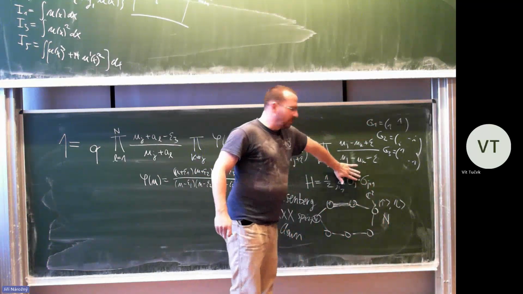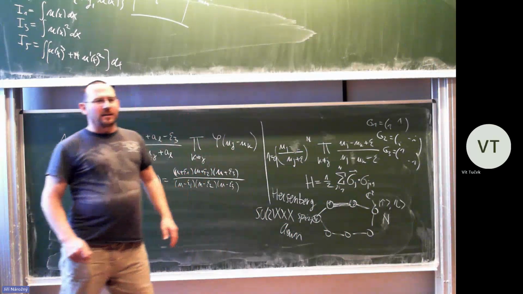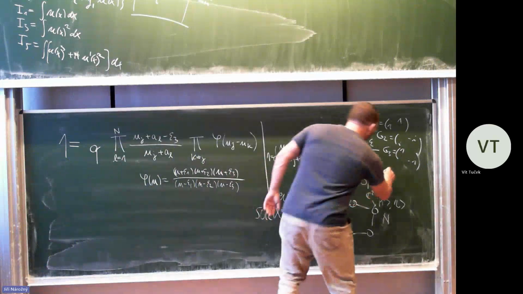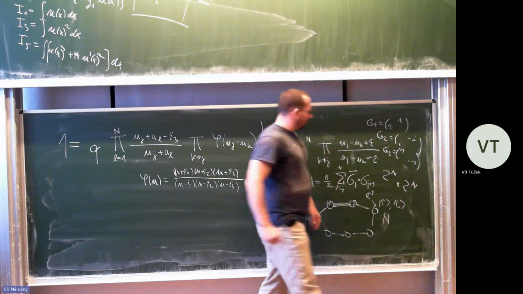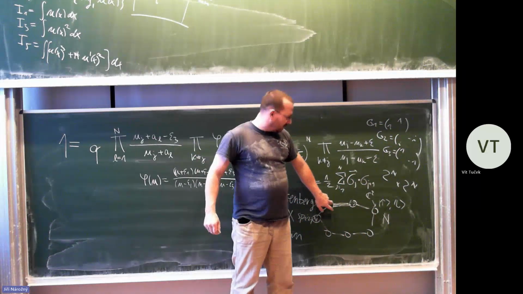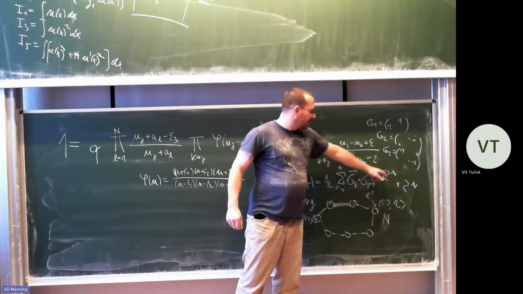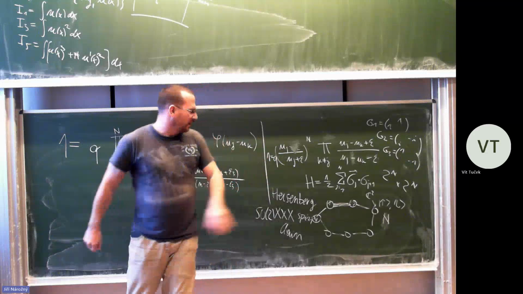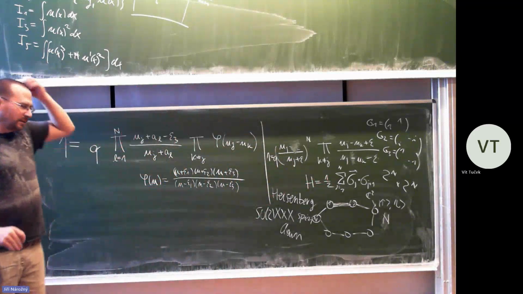So for every fixed n, this is just some 2^n times 2^n matrix. If there are two sites, I will have 2 degrees of freedom here and 2 degrees of freedom here, so the whole Hilbert space would be 4-dimensional. So this will be some 4 times 4 matrix, and it has just integer or half-integer entries. So it's a very concrete matrix.